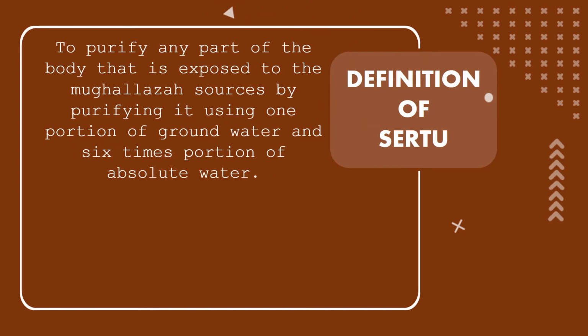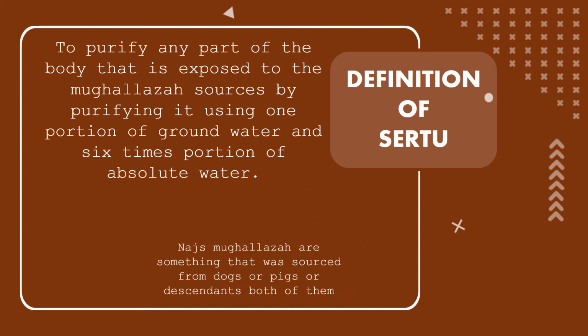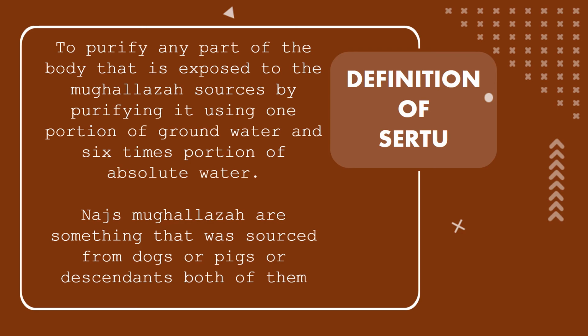Next, we go to the sertu. The definition of sertu is to purify any part of the body that is exposed to najis mughalazah by purifying it using one portion of groundwater and six portions of absolute water. Okay, the definition of najis mughalazah is something that is sourced from dog or pig or descendants of both of them.